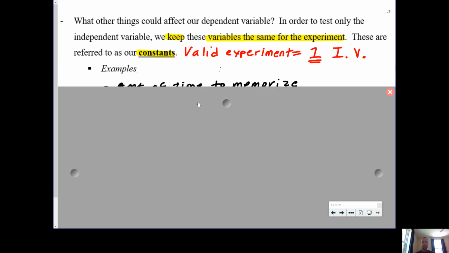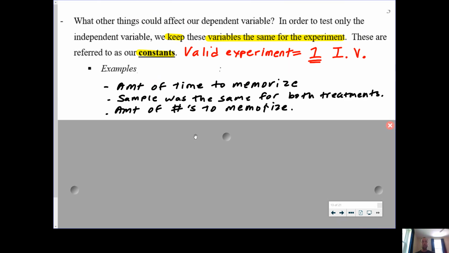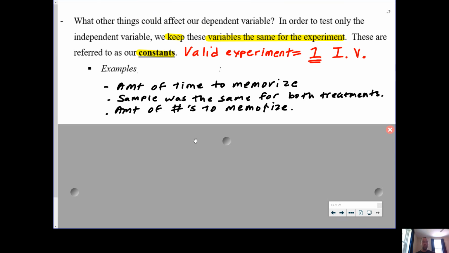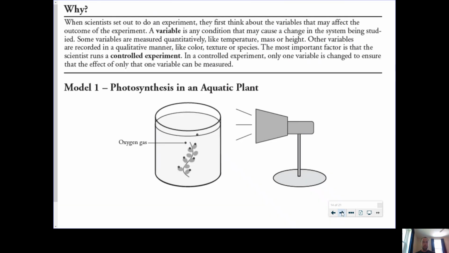So for us, the amount of time to memorize, we try to keep constant. The sample was the same for both, an amount of numbers to memorize, and the size of the numbers that you were using to memorize, like no more than double-digit numbers. All right, so we'll stop there.